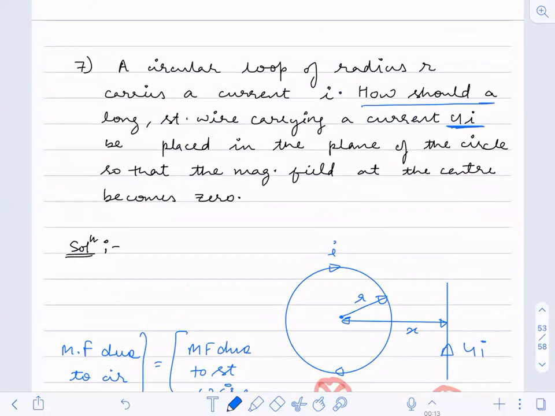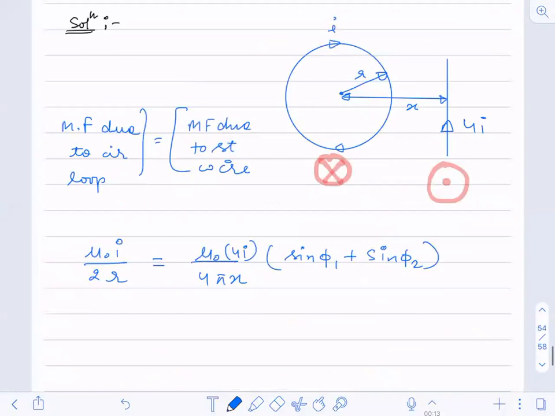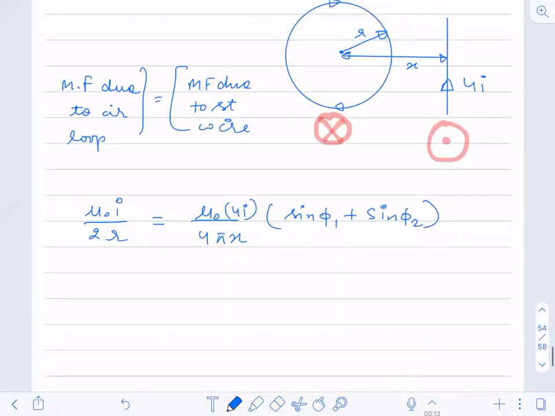Long straight wire means what? Infinite wire. Yesterday itself I told you, in questions you will have this word, long straight wire. Long straight wire means infinite wire. Phi 1 and phi 2 values will be 90. So this value turns out to be 1. This value turns out to be 1.